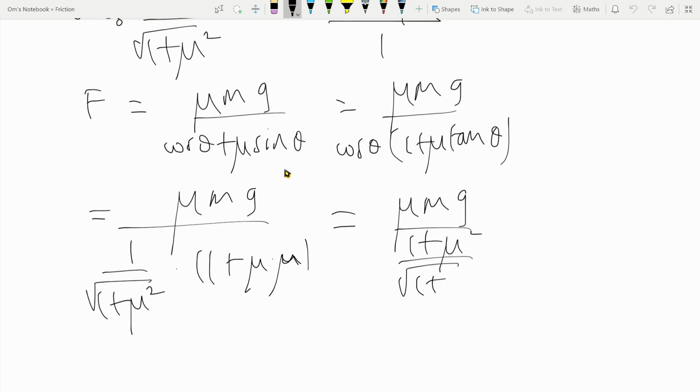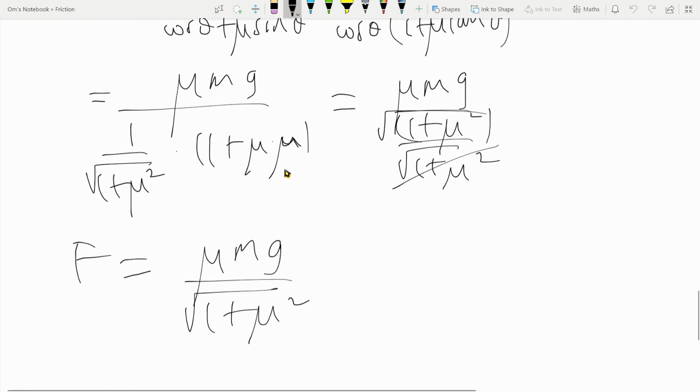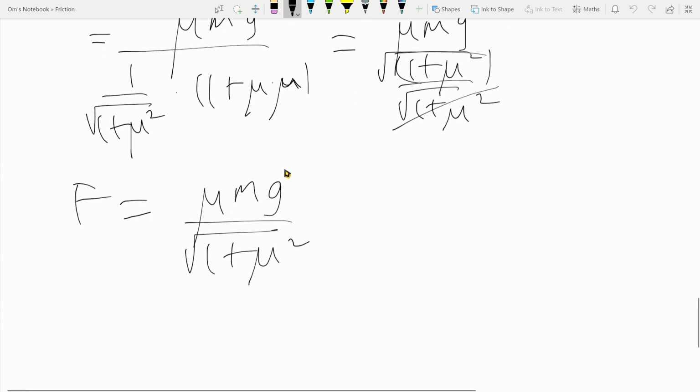So as you can clearly see, we can just cut the denominator of this expression and give the root to this. So the final result, as it turns out, is actually equal to mu mg by root of 1 plus mu square. And I've forgotten to scroll down again. Yeah, but as you can see, this is the F min as required.